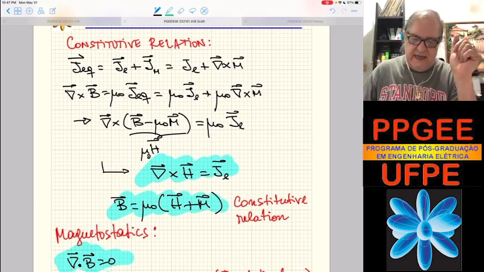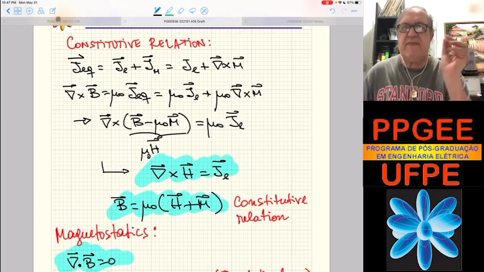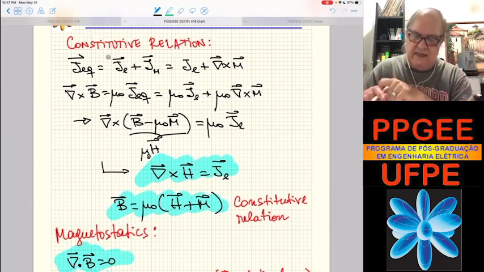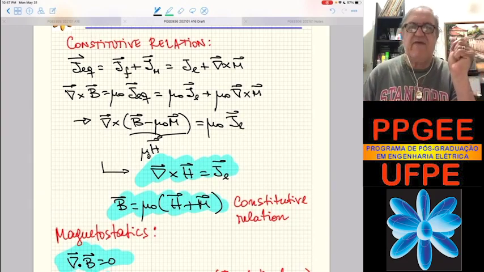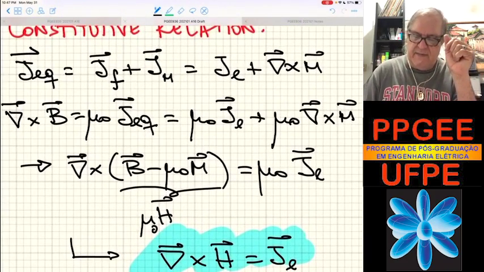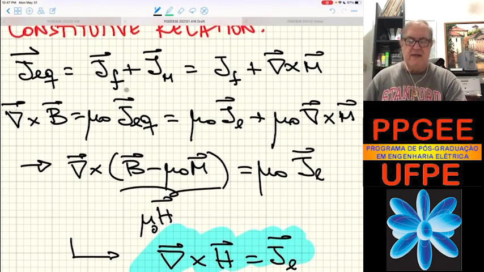So what did we say? We showed that the coexistence of material media and free current gives an equivalent current density composed by a free current JF plus the magnetization current JM, right? And the magnetization current is given by curl of M. Let's look back at the Maxwell's equations.